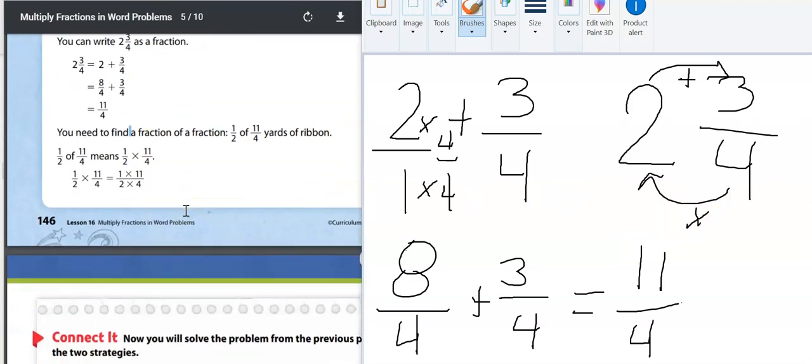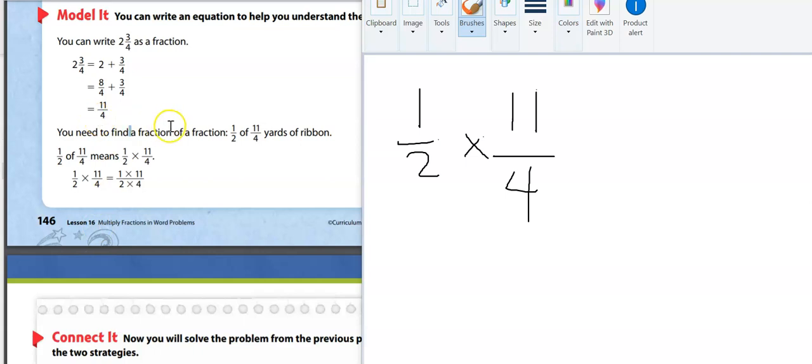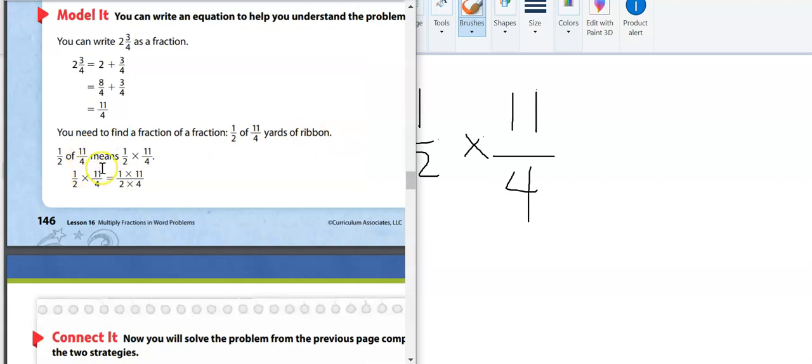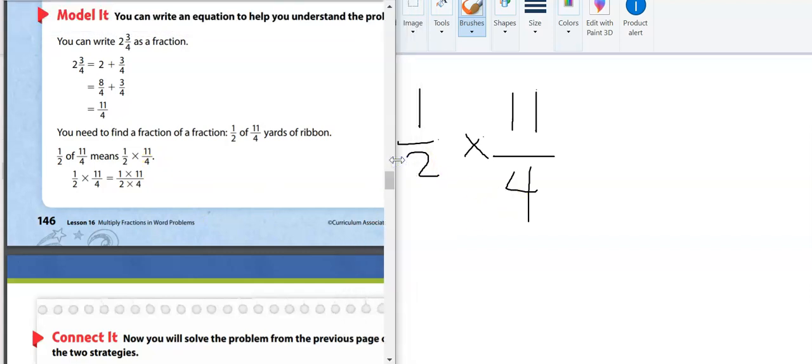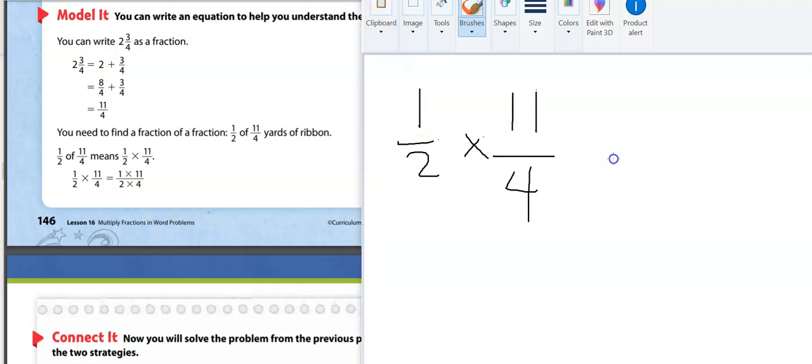So let's keep going. Now we need to find a fraction of a fraction. 1/2 of 11/4 yards of ribbon. 1/2 of 11/4 means 1/2 times 11/4. So let's work that out right here. So 1/2 times 11/4, we multiply our numerator by our numerator, and that will give us 11. And our denominator times our denominator will give us 8.